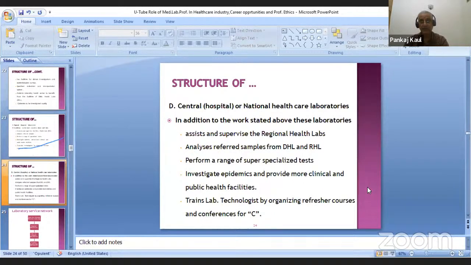Then come the central or national healthcare laboratories. In addition to the work stated above, these laboratories must assist and supervise the regional health labs, analyze referred samples from DHL and RHL, perform a range of super specialized tests, investigate epidemics, and provide more clinical and public health facilities. They must train lab technologists by organizing refresher courses and conferences for this group of people.